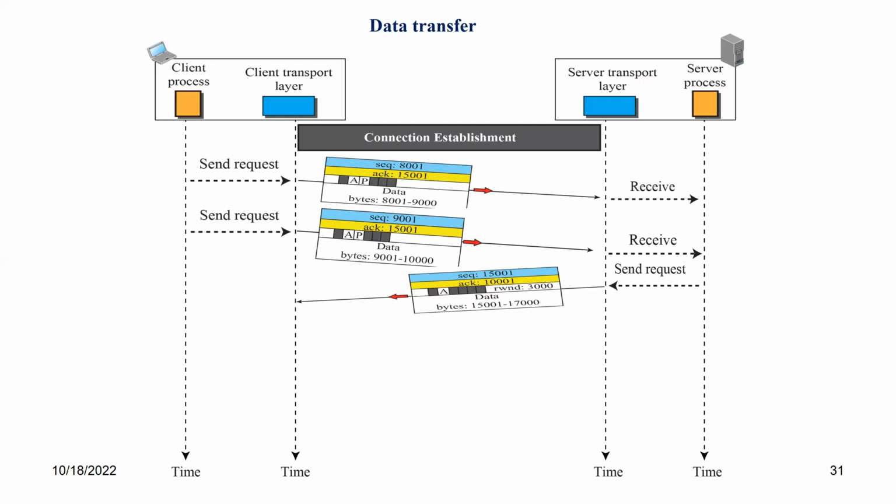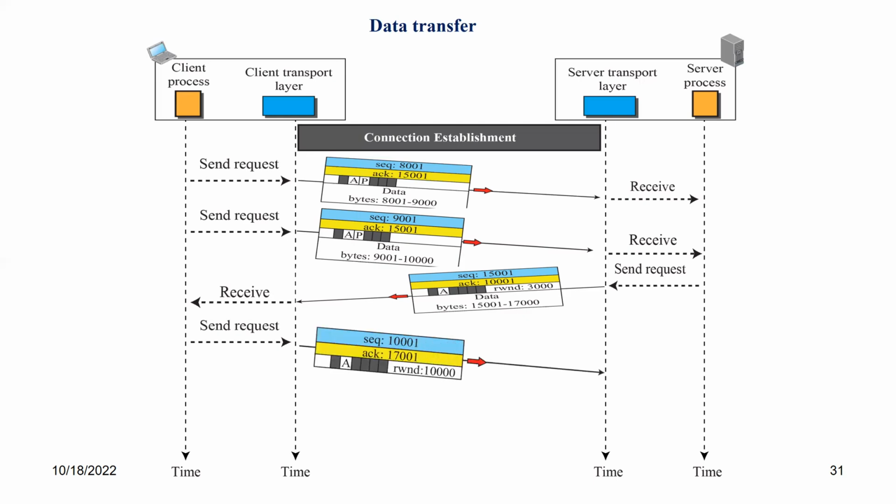So now what are the things? The sequence number is already known. So only the acknowledgement is updated, and what is the data? It is going to transfer 2,000 bytes, so 15,001 to 17,000. Once it is received, it will send the request again, meaning it will start the data from 10,001.